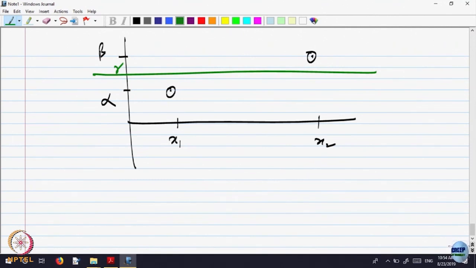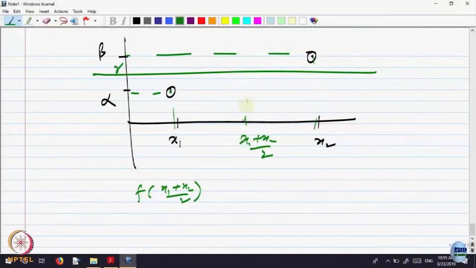Another very intuitive way of doing this is the following. At x1 the value is alpha and at x2 the value is beta. What I can try to do is look at the midpoint of this and look at the value at the midpoint. So look at f of (x1 plus x2) by 2. What are the possibilities? Either it is equal to gamma, which is a place where the function actually crosses, and you are very lucky, or it is below or it is above. Only three possibilities.